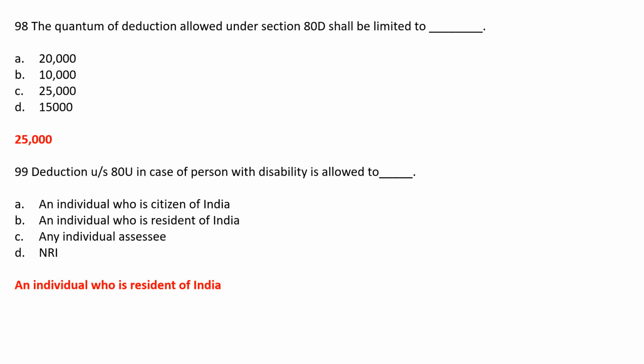Deduction under 80U in case of person with disability is allowed to dash: option A, an individual who is citizen of India; option B, an individual who is resident of India; option C, any individual assessee; option D, NRI. The correct answer is option B, an individual who is resident of India. So deduction under section 80U in case of person with disability is allowed to the individual who is a resident of India.